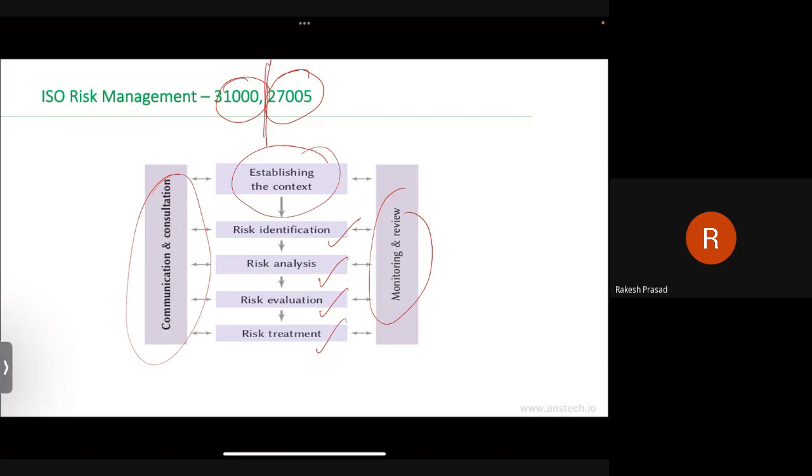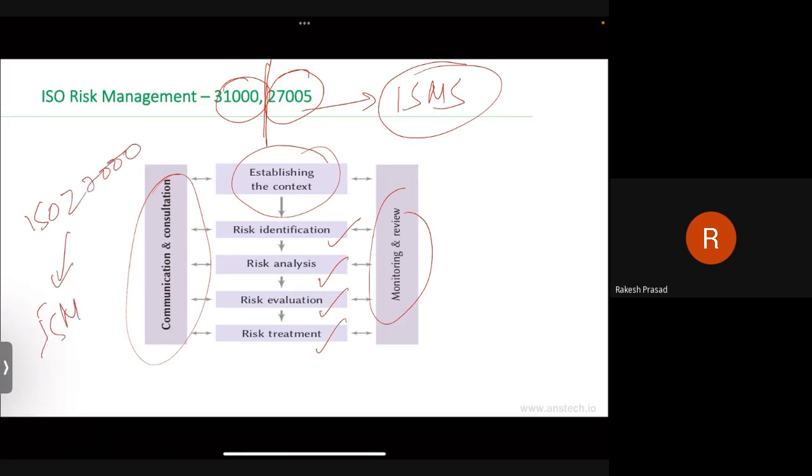So 31000 is a general, generic risk management document: how to carry out risk management, what are the standards for risk management. 27005 is specific to ISMS. The ISO 27000 series deals with ISMS, and the risk management is dealt with by 27005. That's it, ISO over.